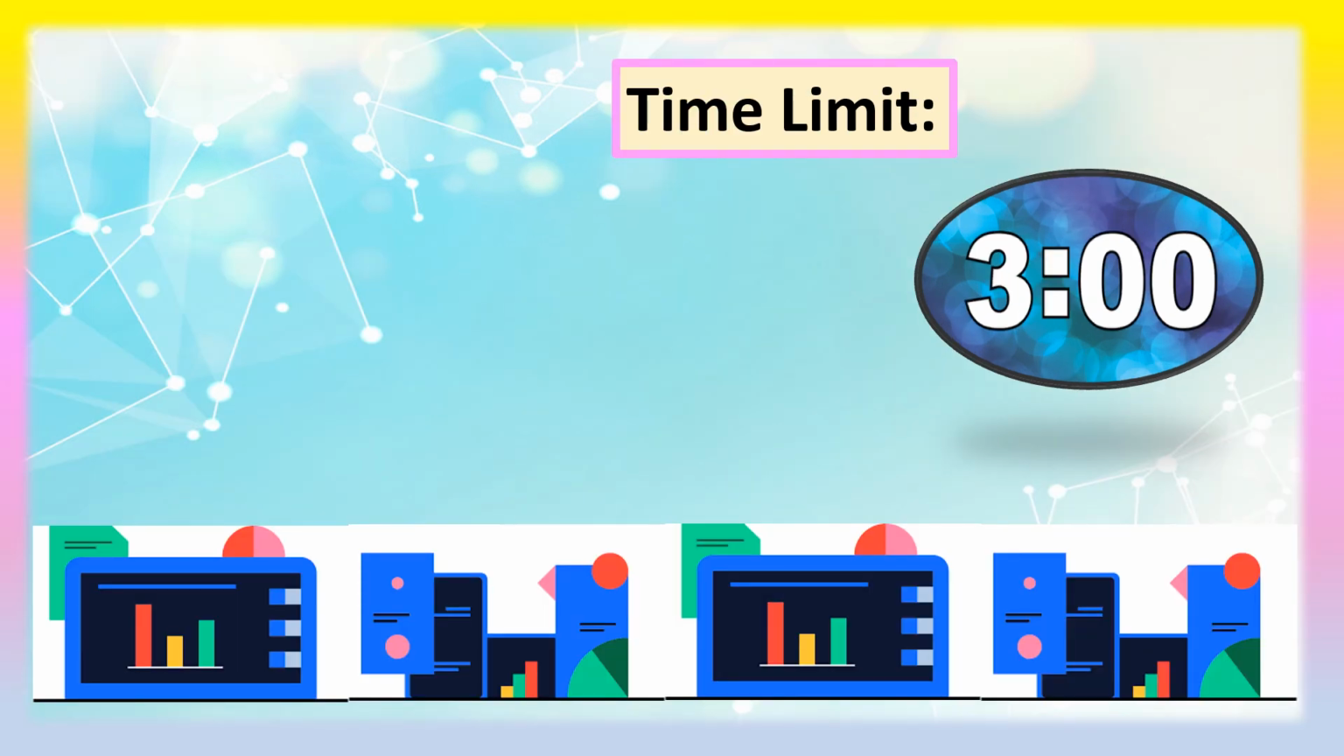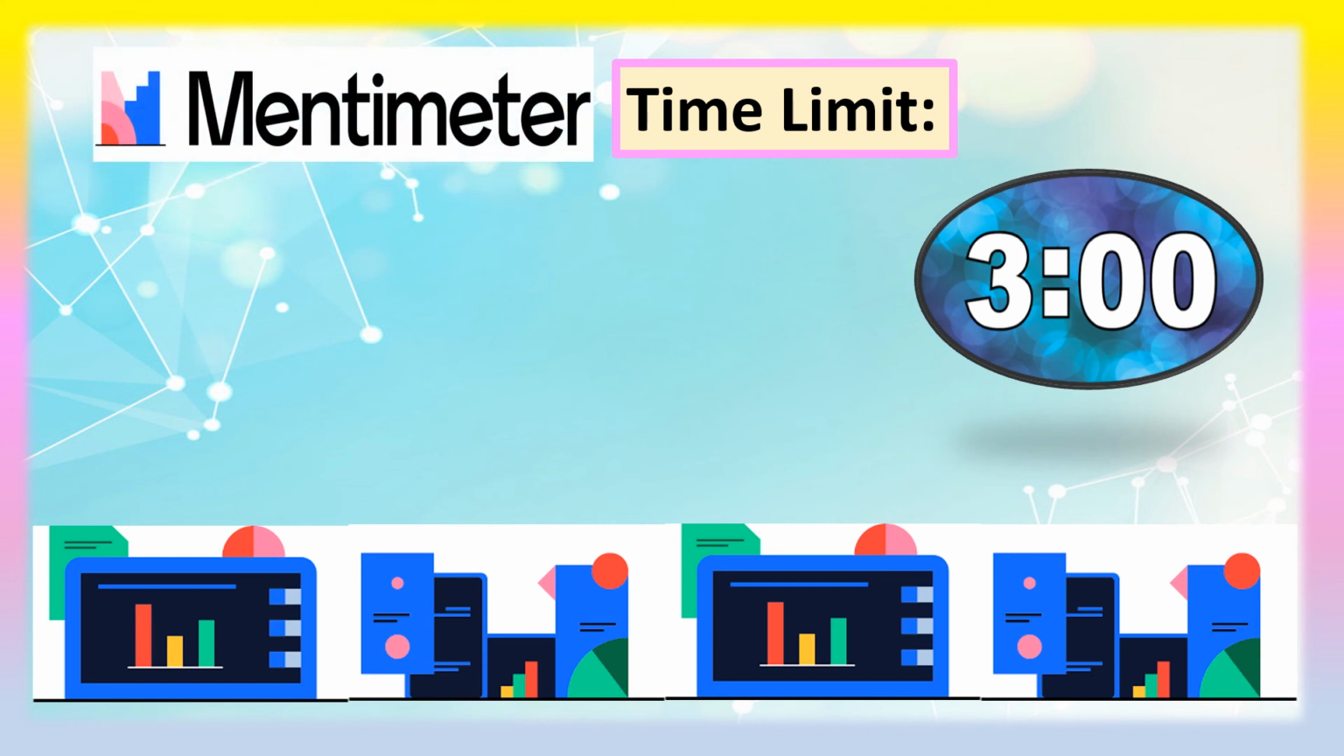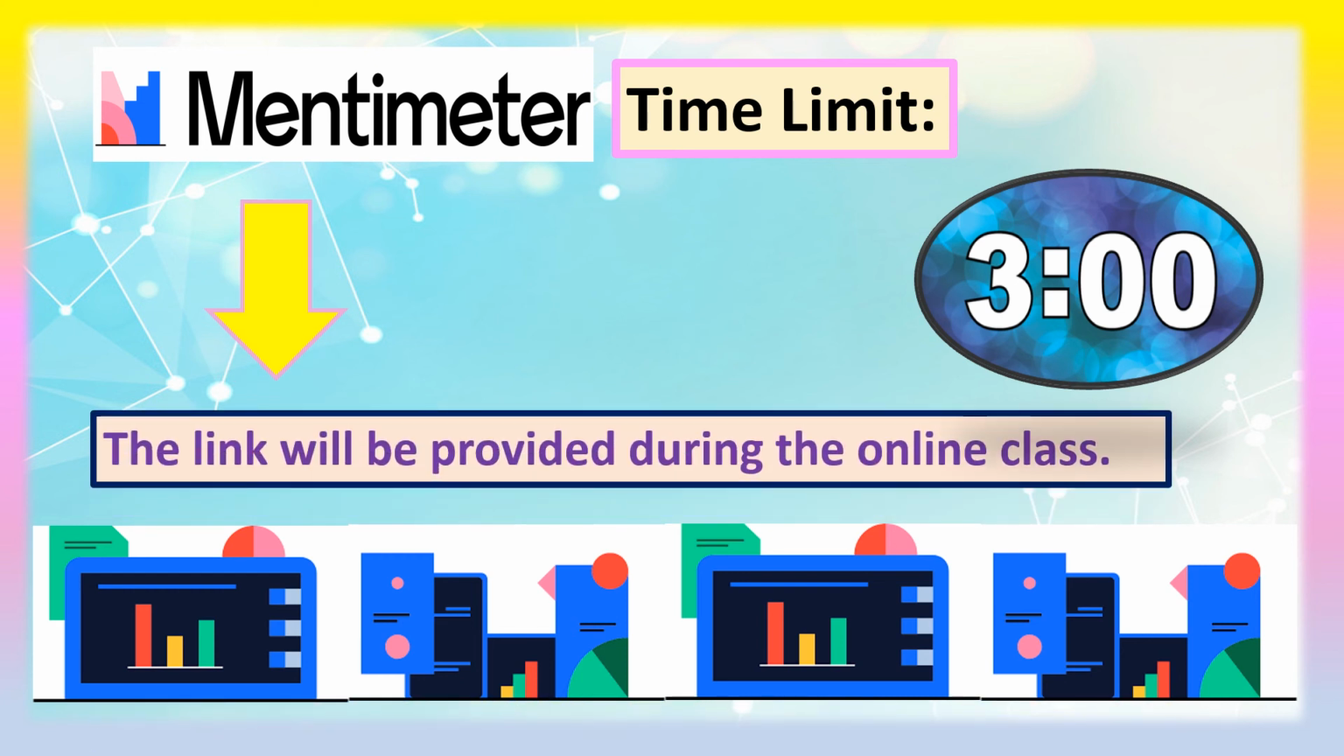After doing the pre-assessment activity, let's have another activity in Mentimeter. The link will be provided during the online class, and the mechanics on how you're going to do this activity in the Mentimeter will be discussed during the online class. The time limit for this activity is only 3 minutes.